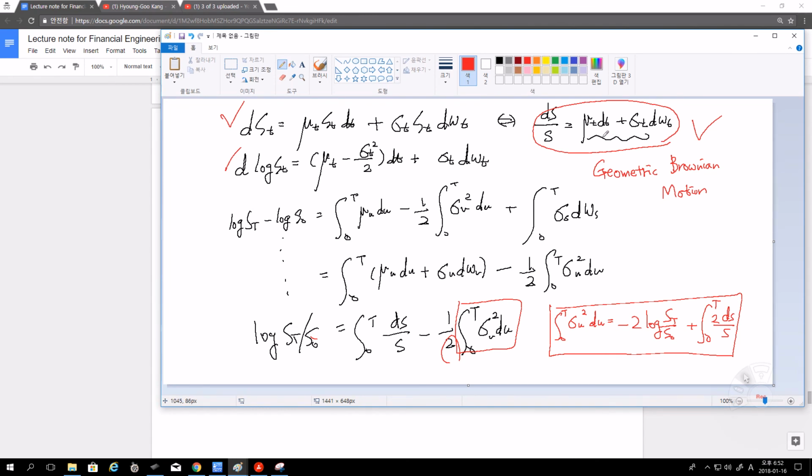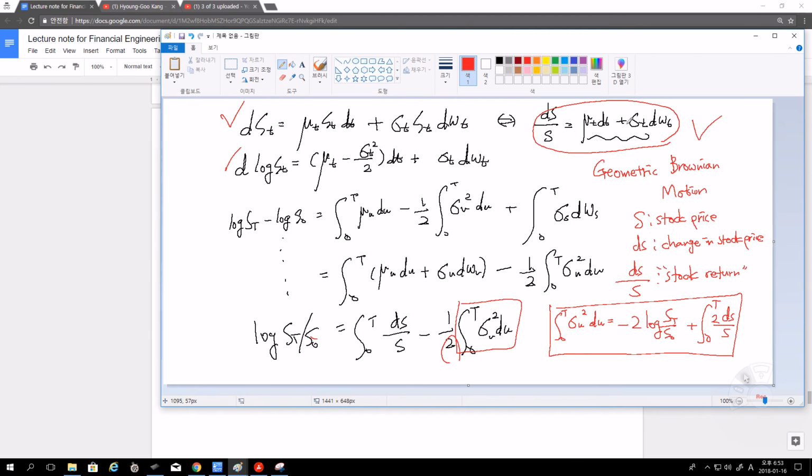The importance of geometric Brownian motion is because we use this a lot to model the stock price. For example, S is a kind of stock price. Then dS is a change in stock price. So naturally dS over S is basically the stock return. So it is one way of modeling stock return.